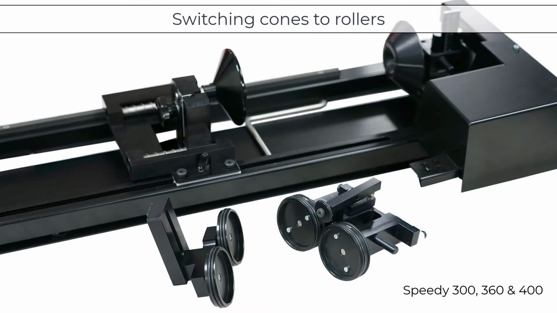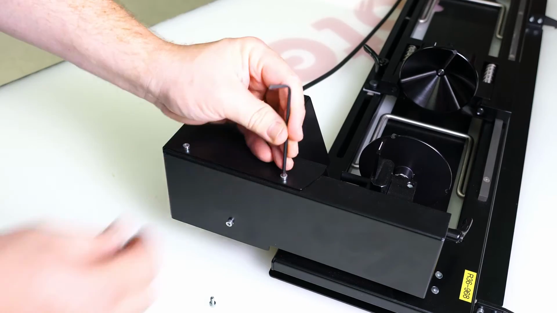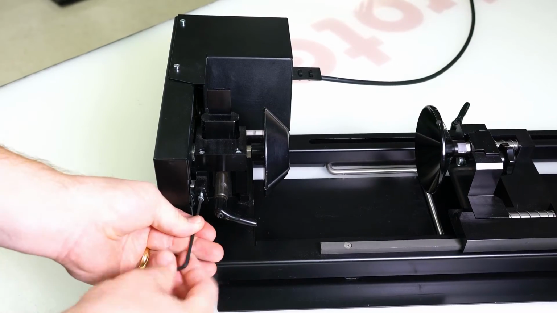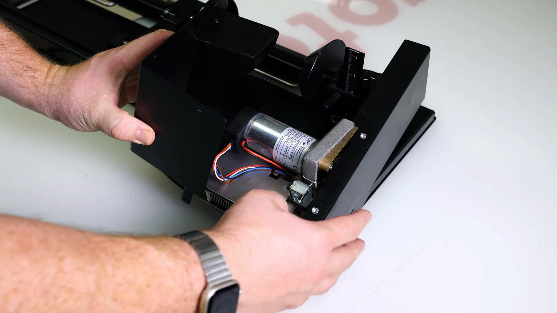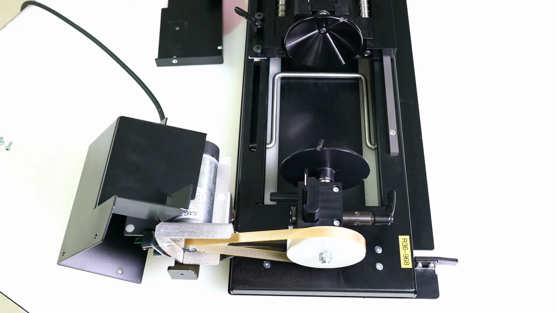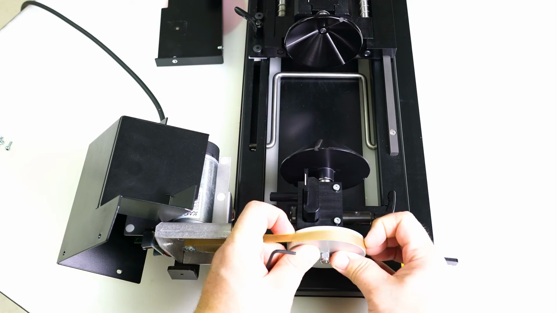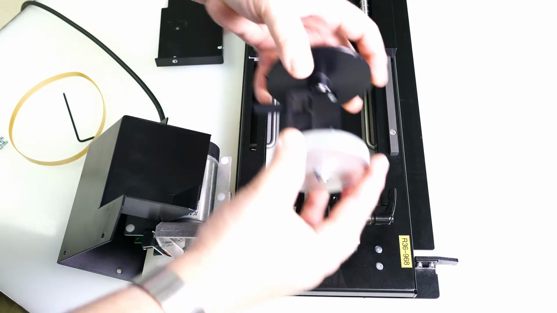With the Speedy 300, 360, and 400 rotaries, it is possible to switch the cones out for a roller option. To switch the cones for rollers, locate the 3mm hex key, and then remove the 5 screws on the outer housing of the rotary. Once the 5 screws are removed, pull the housing off and set it aside. Now remove the 2 longer screws on the top of the cone. Slide the belt off, set it aside, and pull straight up to remove the cone.